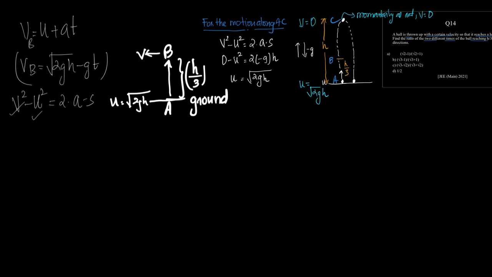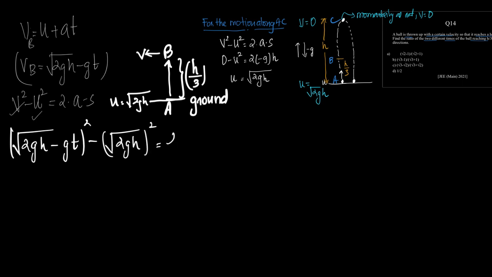Will that be difficult? Okay, let us try both methods. So we have v is equal to root of 2gh minus gt. Oh, this doesn't make sense, because it will make the equation very complex. Anyway, let me just write down that part also. So this is v square minus u square, where u is root of 2gh the whole square, is equal to 2 into a into s. What is a? A is minus g, and s is h by 3 here, right?